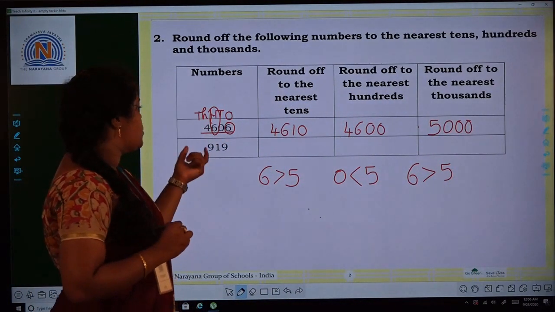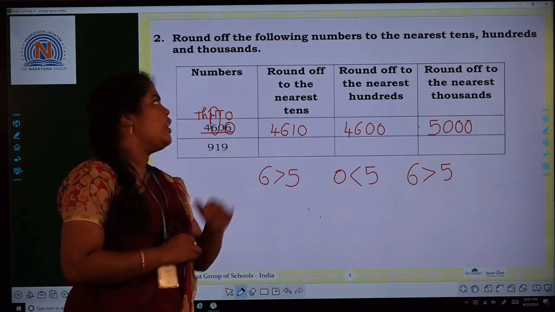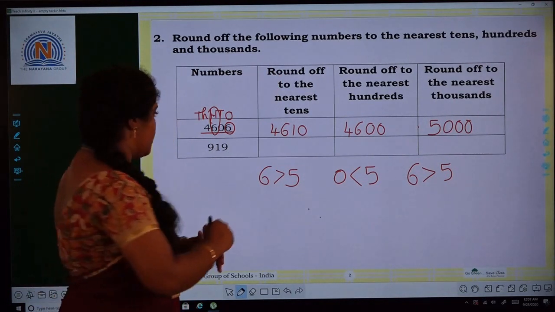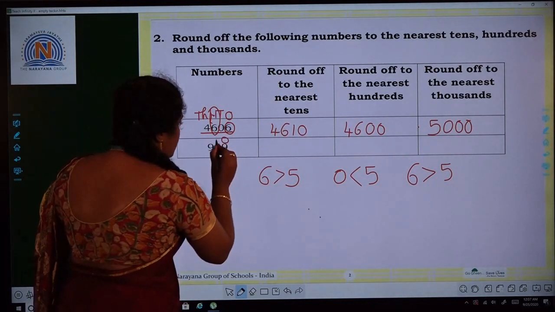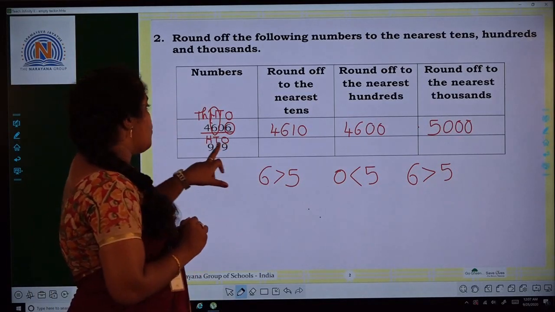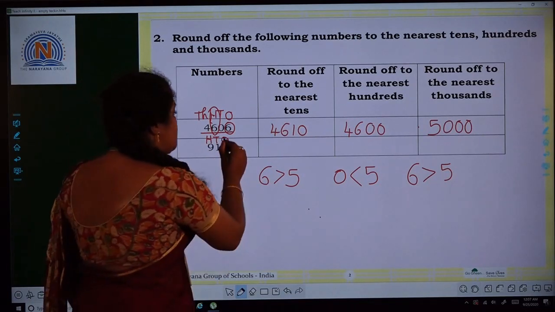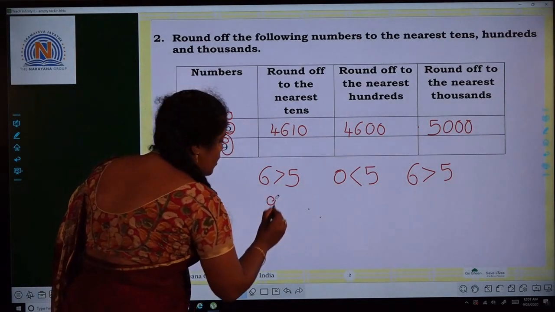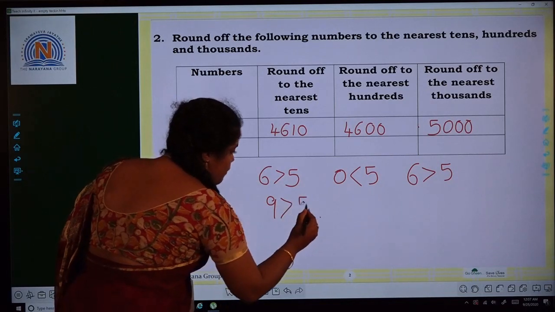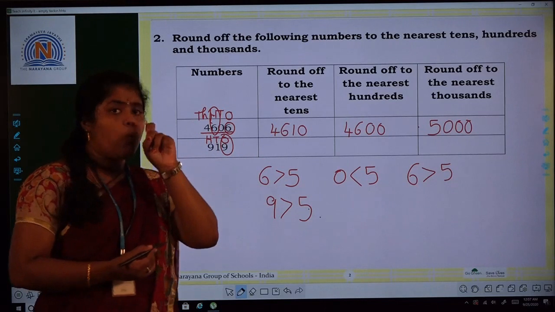Moving on to second question. Here they given 919. We have to write the rounding of the nearest tens. Ones, tens, hundreds. Nearest tens. So we have to see the before place of tens. Before place of tens is ones. In the ones place the digit is 9. It is greater than 5. So tens place will increase by 1 digit.